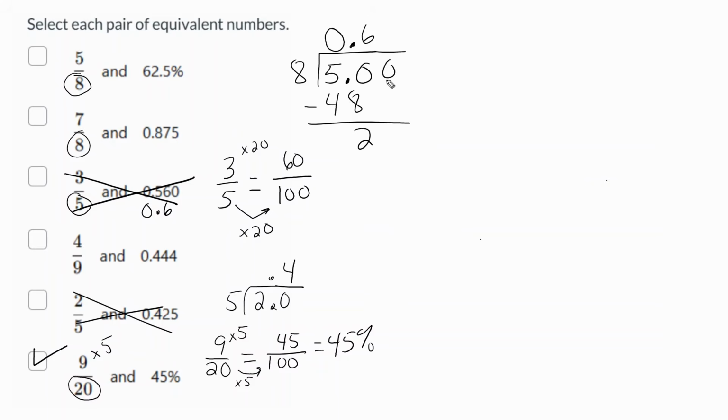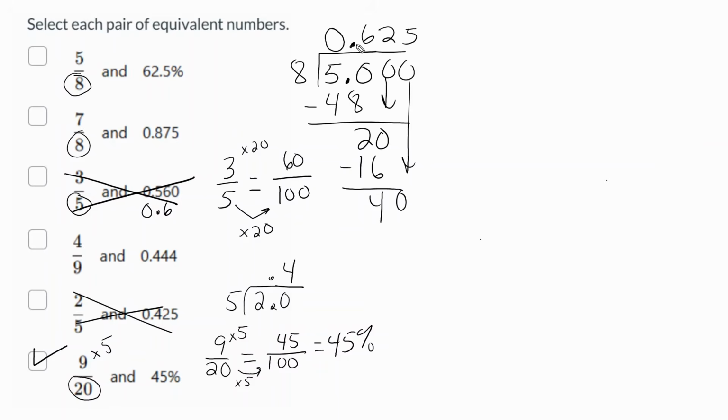We add a 0, we bring it down. 8 goes into 20 twice, which is 16. That leaves us with 4. We add a 0, we bring it down, and then 8 goes into 40 5 times. Now, this is the decimal equivalent of 5/8.